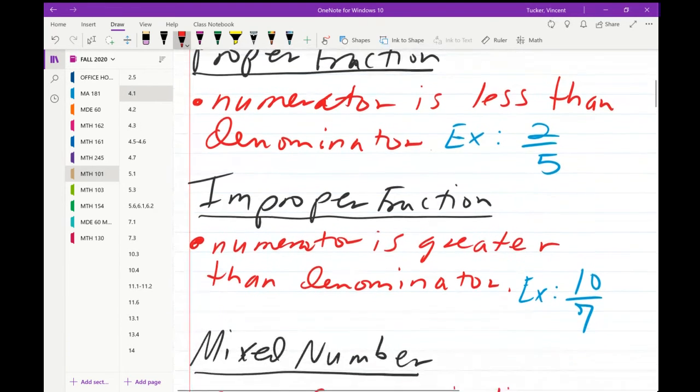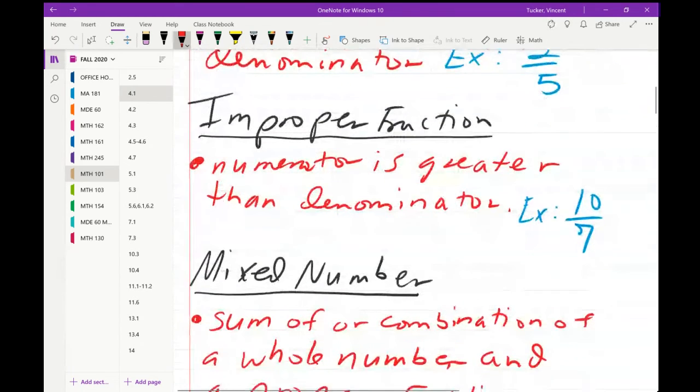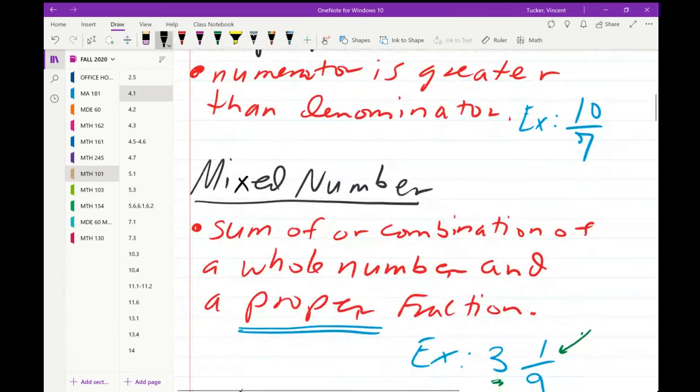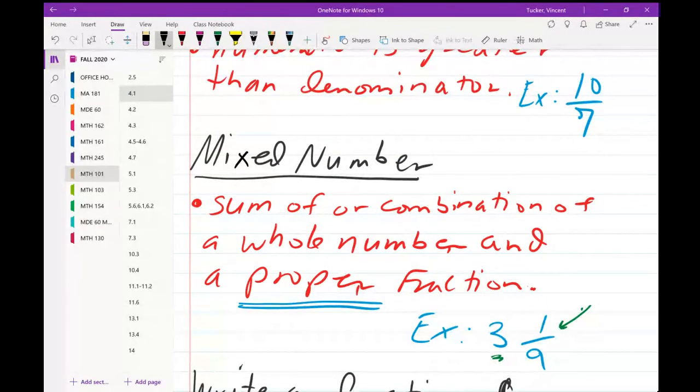And then mixed number is going to be the sum or combination of the whole number and a proper fraction. And notice it said proper fraction. So in other words, you're talking about numerator being less than the denominator as far as that fraction is concerned. You have that whole number of 3, then a proper fraction, that's 1/9.